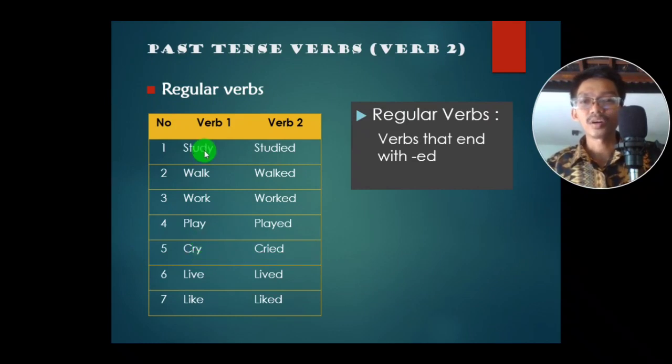Now, if the verbs end with a consonant like d and then y, or cry, r and then y, they are consonants, so you have to kill the y and then add ied at the end of the verb. Cry, cried, like that.